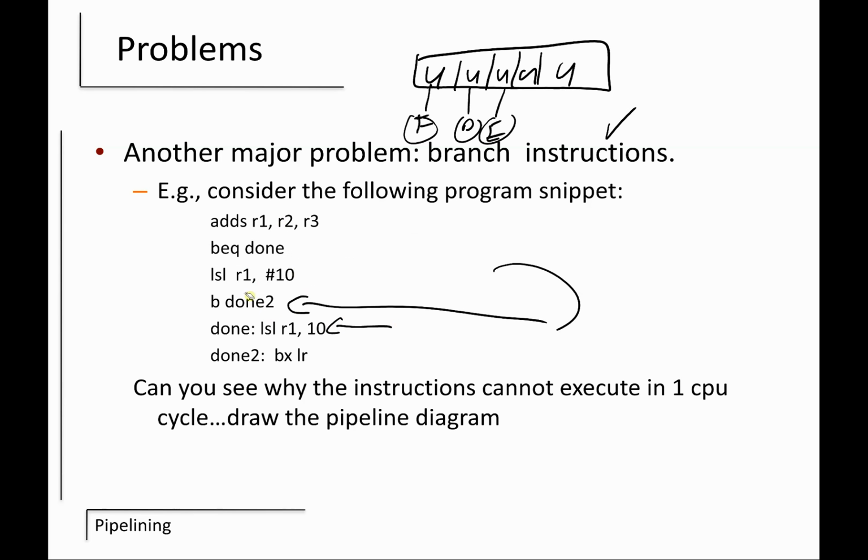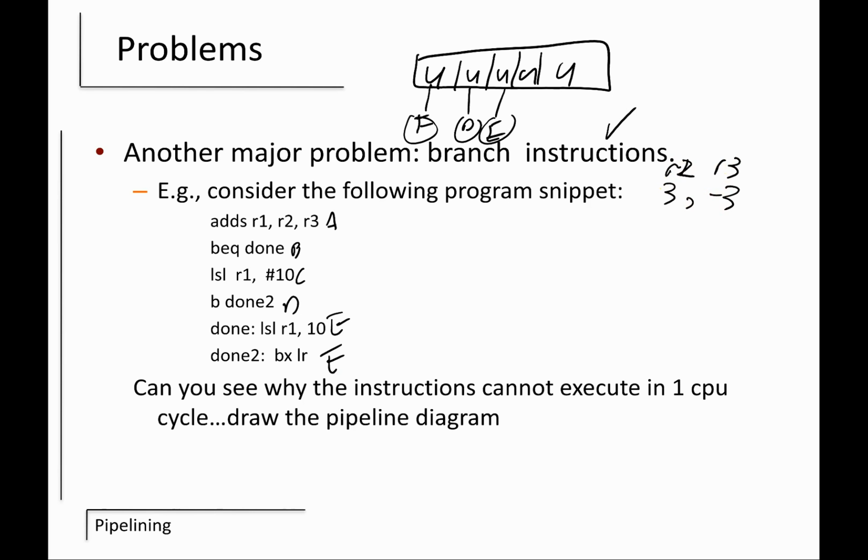to be put into this. So let's do this example, that way you can see what I'm talking about. So once again, label each instruction: A, B, C, D, E, F. So let's assume that register R2 holds 3, register R3 holds -3. So what's going to happen is we have our different units. I have fetch, decode, operands, execute, and store.